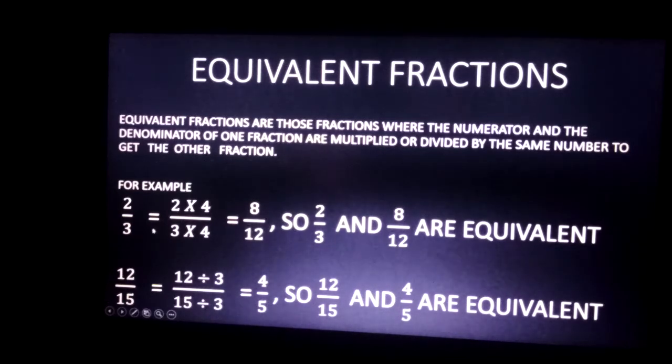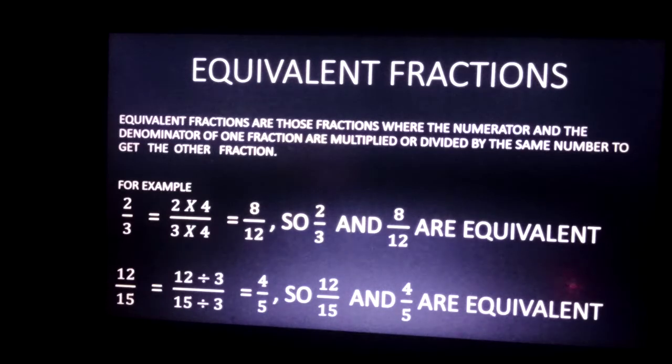Now look at few examples. 2 by 3, 2/3. Now both the numerator and the denominator are being multiplied by 4. 2 into 4 is equal to 8. 3 into 4 is equal to 12. Therefore, 2 by 3 and 8 by 12 are equivalent fractions.